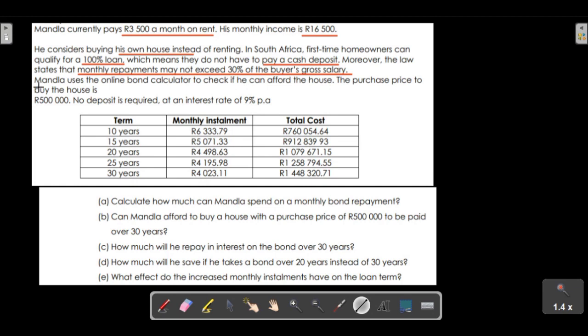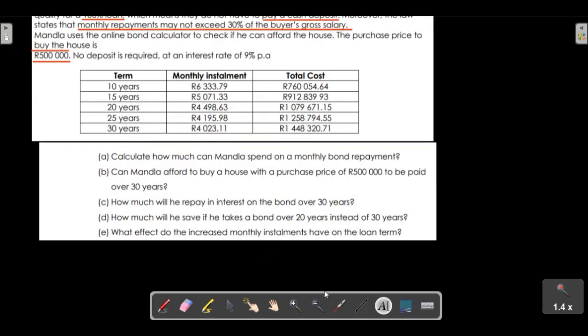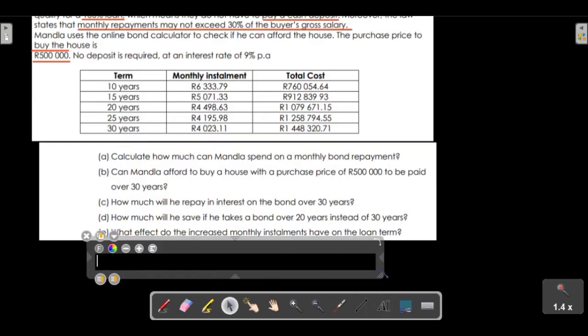Mandla uses the online bond calculator to check if he can afford the house. The purchase price to buy the house is 500,000 rands. That's the retail price. That means this is the amount that they're going to loan him. But he's going to pay back this amount plus interest. Let's look at these questions.